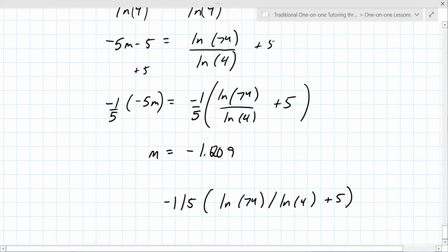Now, if your calculator has a fraction template, that would be good. Oh wait, we're going to put a parenthesis. Let me see if that works. Yep, I just got your answer. Excellent.